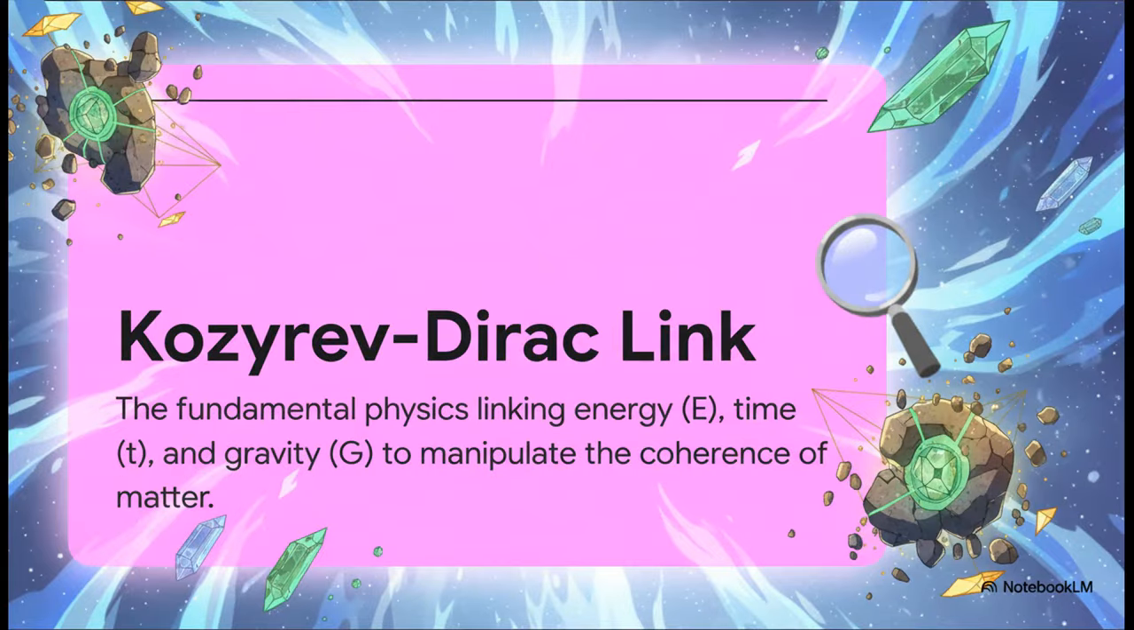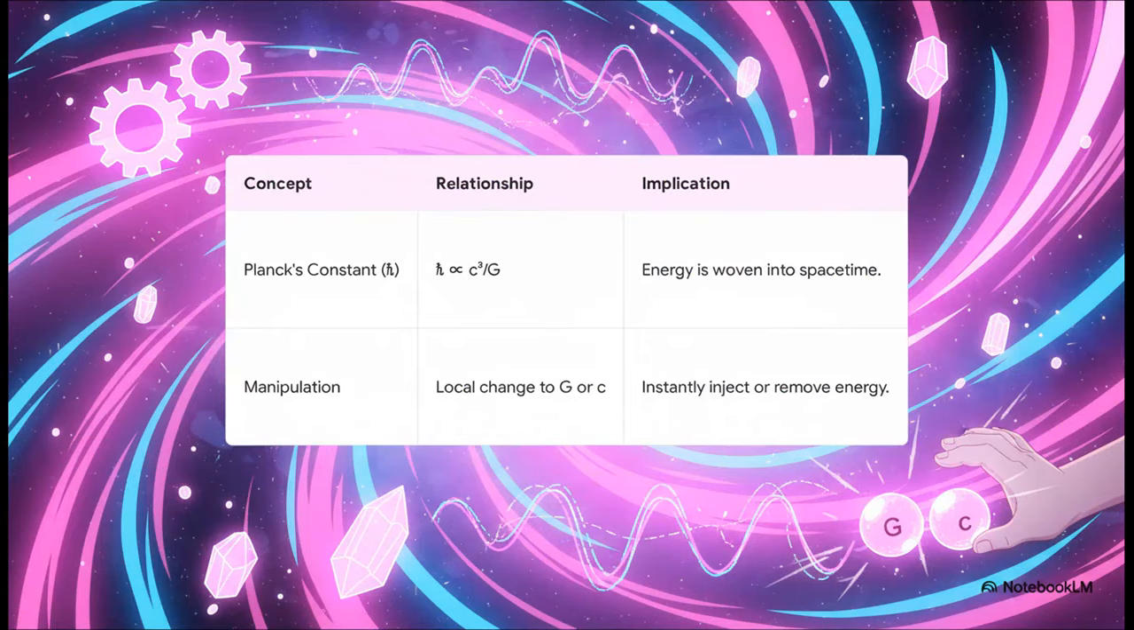The weapon's incredible power all stems from this principle right here, the Kozyrev-Dirac link. Now, this is a pretty wild idea. It suggests that energy doesn't just exist in the universe, it's literally a product of the fabric of space-time itself. Energy, time, gravity, they're all connected. In this table here, this shows you the core relationship. Just look how energy, represented by Planck's constant, is directly tied to the speed of light and the gravitational constant. The implication of that is just staggering.